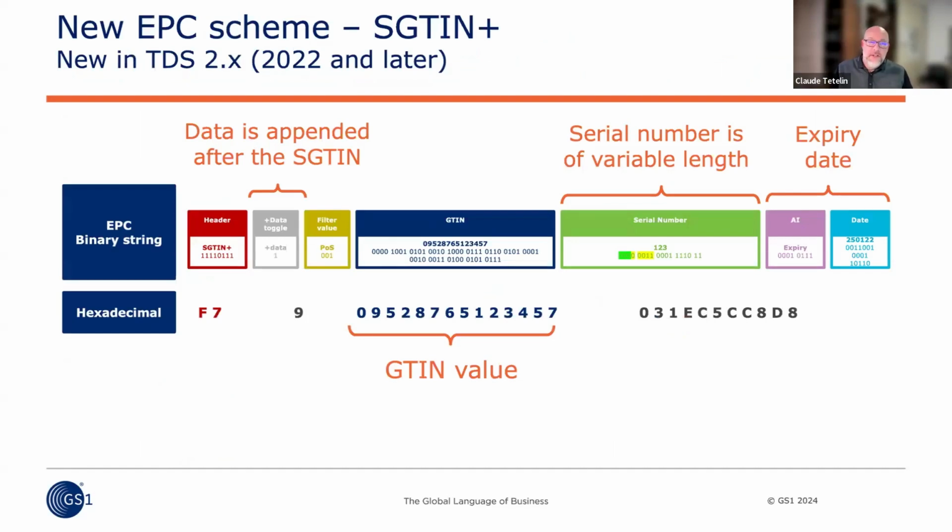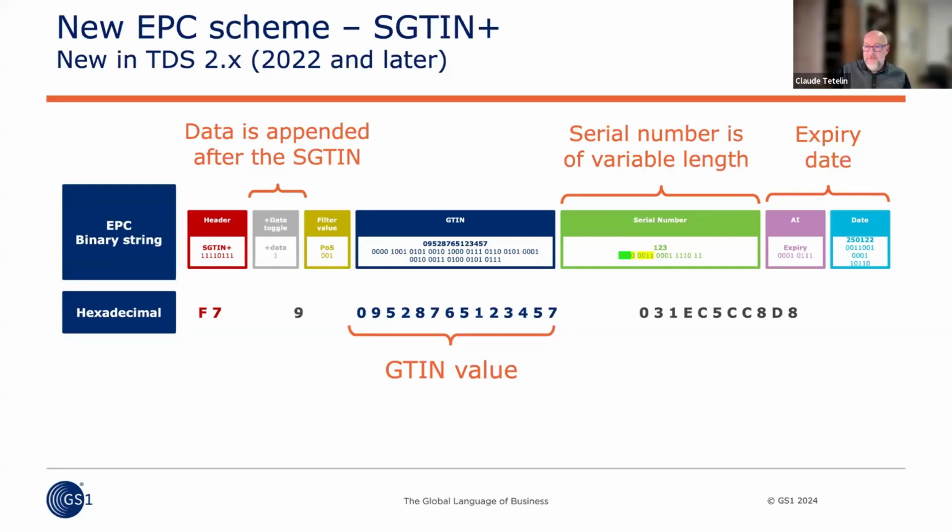So let's take the example of the SGTIN+. There is a single bit after the EPC header to say, yes, I will have additional data after the serialized GTIN. And this data will be appended and encoded in the EPC memory bank. The GTIN value is encoded in a way that you don't need to know the length of the GS1 company prefix that is used to create the GTIN. All the digits of the GTIN are converted one by one, so that when you look at the hexadecimal representation of the EPC, you can see the GTIN value, and it's easier for you to filter tags based on the value of this GTIN.